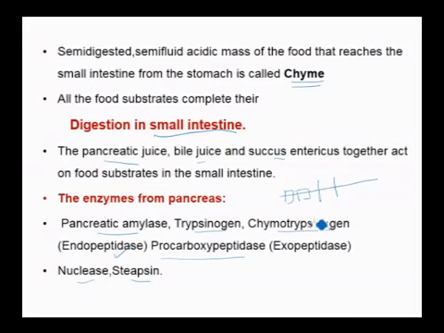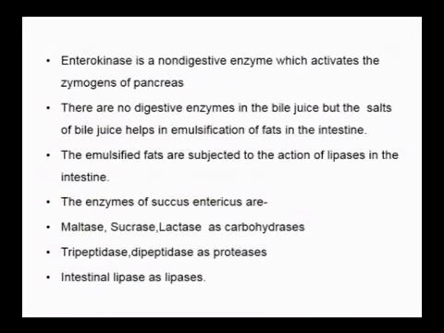Trypsinogen and chymotrypsinogen are zymogens. They are activated by a non-digestive enzyme called enterokinase. Procarboxypeptidase is activated by enterokinase or by the autocatalytic function of trypsin. Now, it acts as an exopeptidase. It breaks down the terminal peptide bonds of a polypeptide chain. Steapsin is considered to be the strongest lipase.